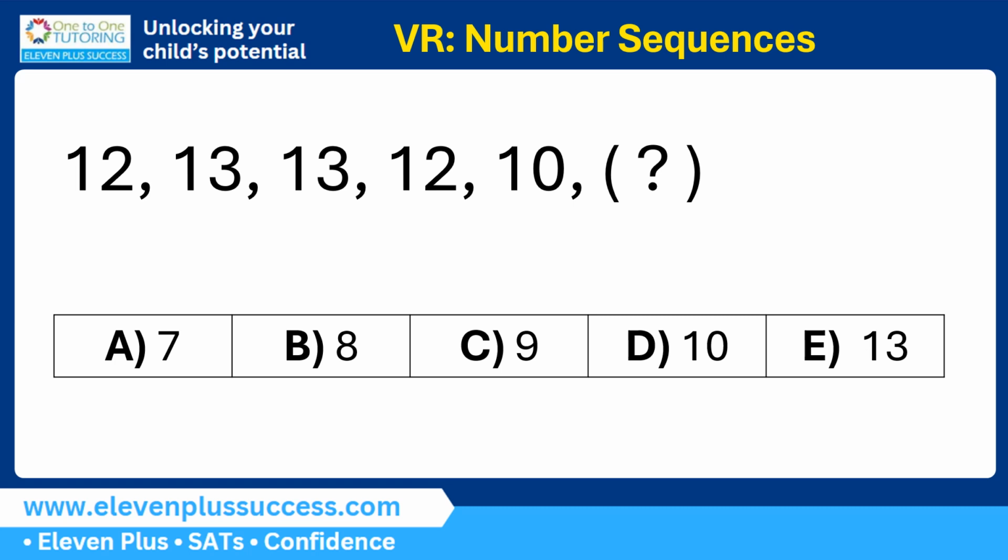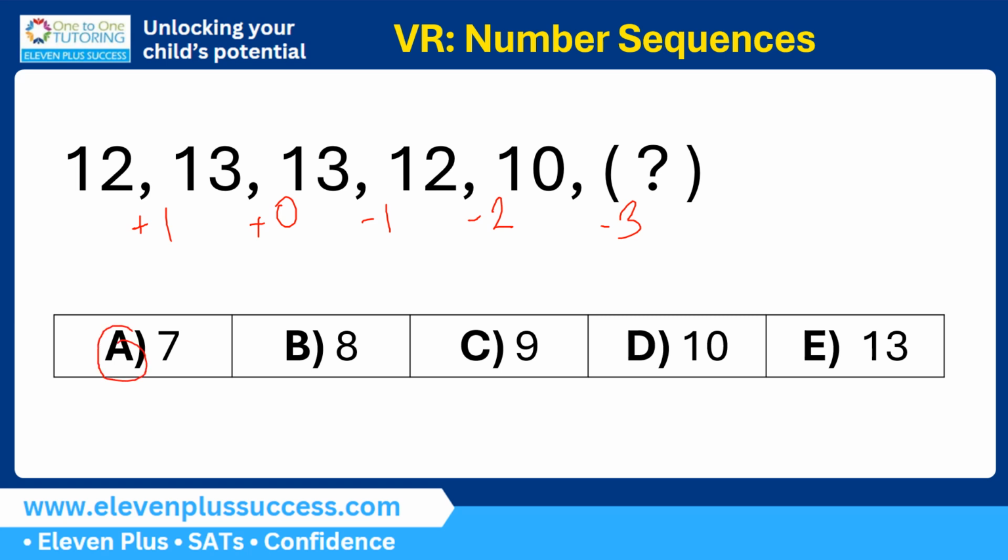Let's have a look at another style of question. Here I've got 12, 13, 13, 12 and 10. So let's look at this again. I'm adding 1, I'm adding 0, I'm taking 1 away, I'm taking 2 away. There seems to be a pattern going on. Add 1, 0, take away 1, take away 2. I therefore think the next step in my pattern could be take away 3, and I therefore have got A.